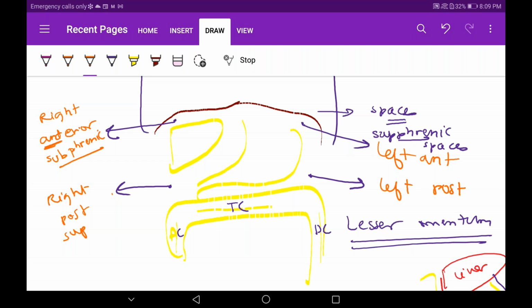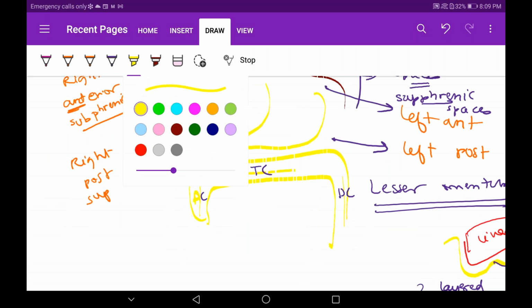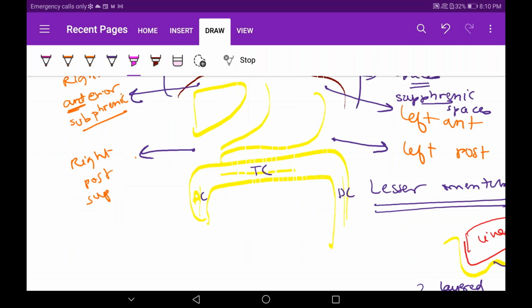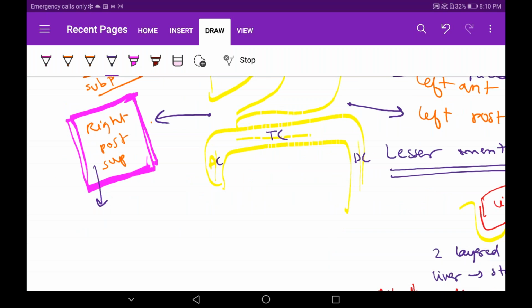Why am I telling you these spaces? What is the purpose of me telling you the spaces? See, there is a very important question, I may say. The right posterior subphrenic space is given a name. What is this right posterior subphrenic space? Morrison's pouch. Sorry, not Harrison's, Morrison's. Only one R is there in this person's name. Morrison's pouch.